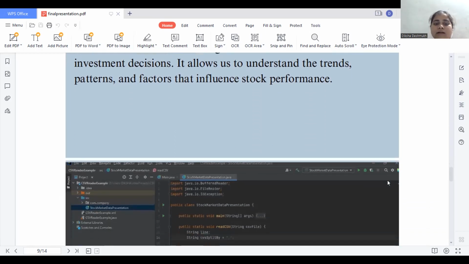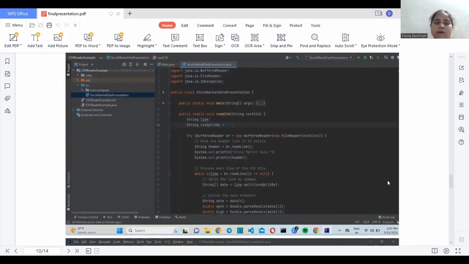In my presentation, this is the code I have written for reading CSV in a stock market. I import BufferedReader, as I explained in the earlier slide about the process of reading data in CSV. I import the packages: BufferedReader, FileReader, and IOException. I created the public class StockMarketDataPresentation, and further I made a method, static void readCSV, with a string csv, and then I declared string line, string csvSplitBy.